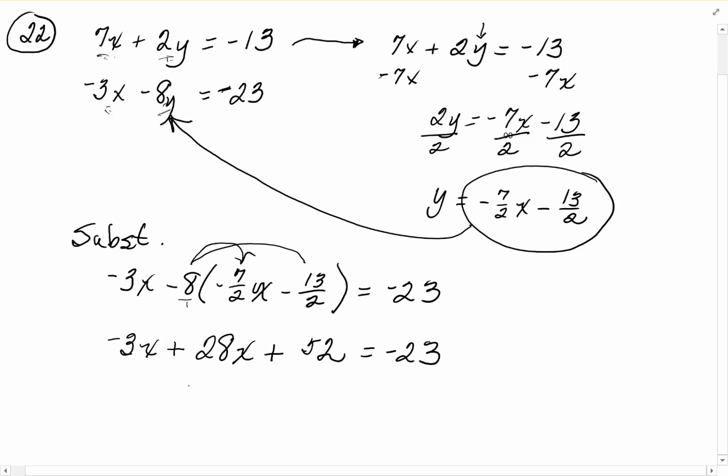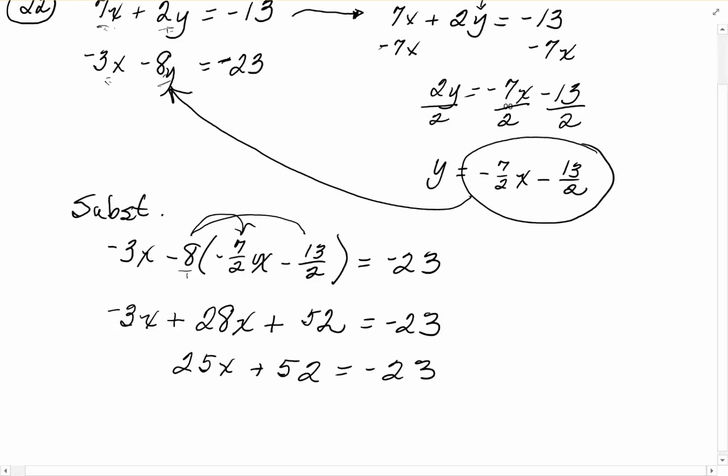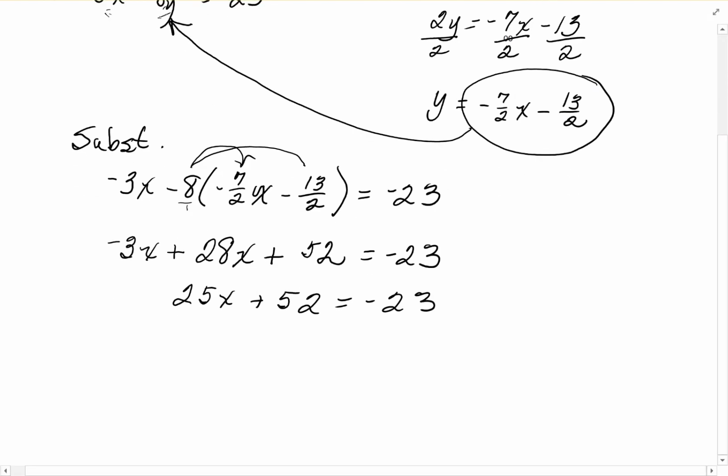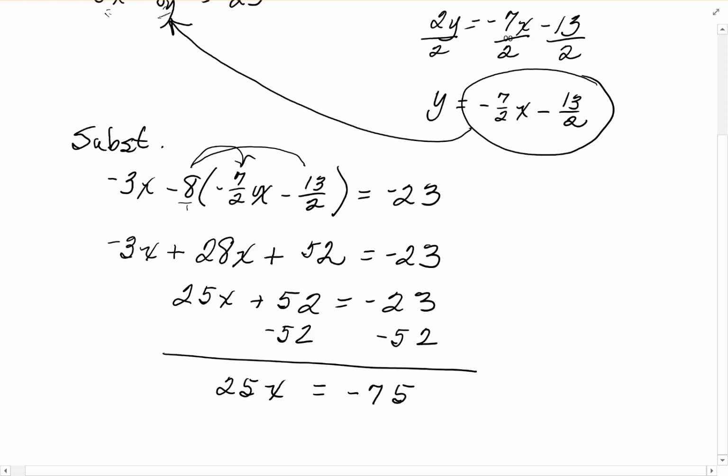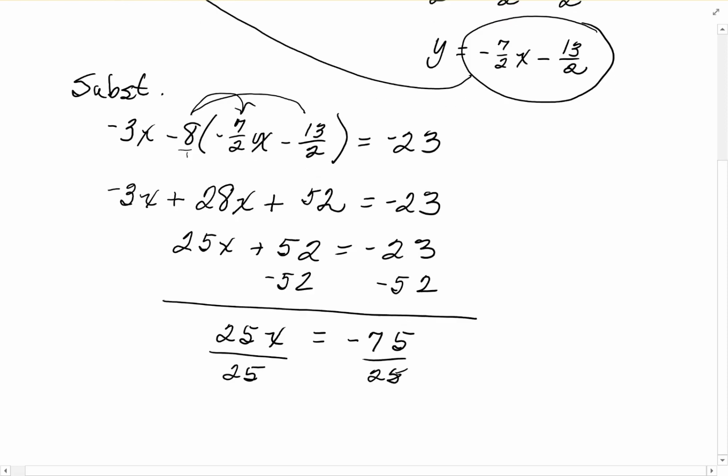If I combine my x's, I have 25x plus 52 is equal to negative 23. Now I can tell right now that I'm only going to have one solution because I am going to be able to solve for x. So let me subtract 52 from both sides, and I have 25x is equal to negative 75. Well, that's a surprise. It's going to go in there evenly, divide by 25, and x is negative 3.